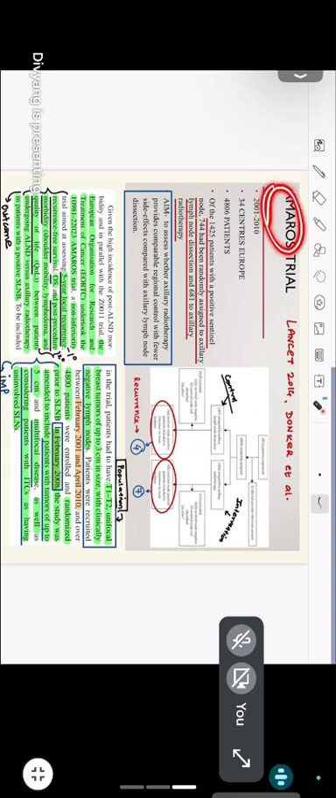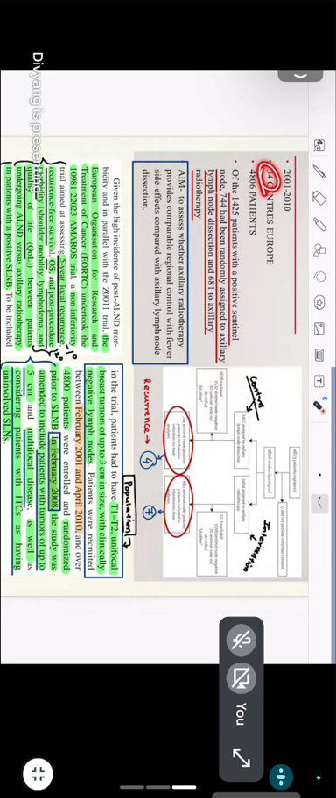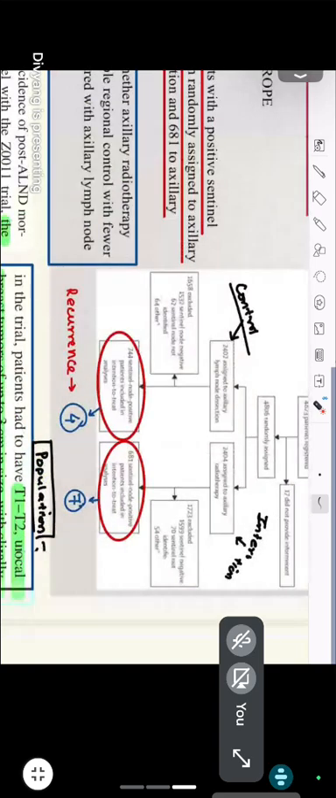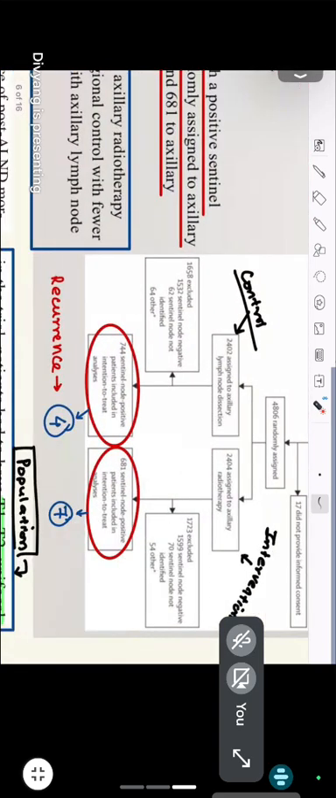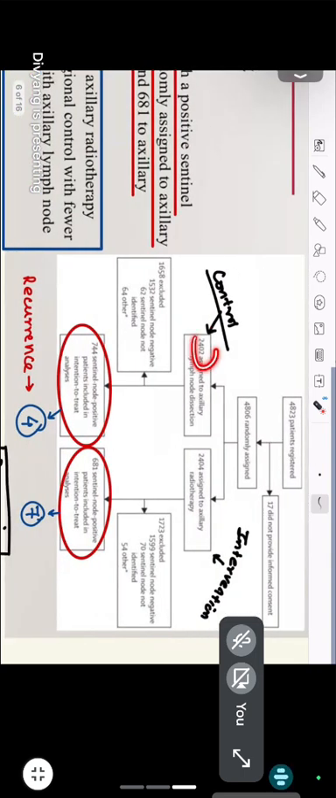Then came the AMAROS trial, which basically tried to prove that instead of clearing the axilla, can you give radiation to the axilla? So in all indications where the axilla needs to be cleared, can you avoid this and give radiation instead? The population was a multicentric study, 4,800 patients. Of these you can see approximately 680 and 744, so approximately 1,400 to 1,500 patients. 2000 assigned to axillary lymph node dissection, 2000 assigned to axillary radiotherapy.